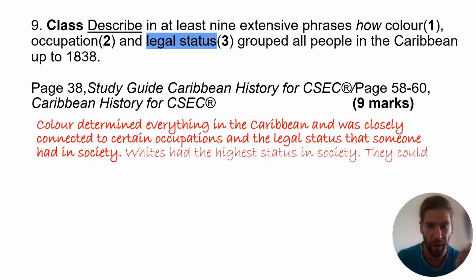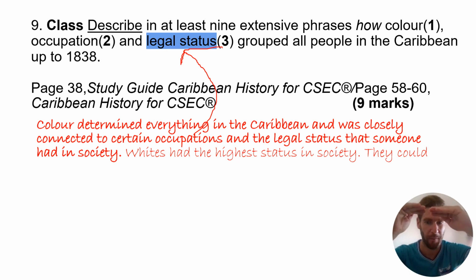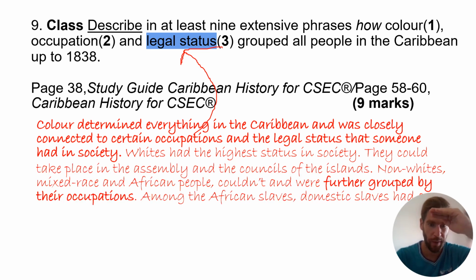Color determined everything in the Caribbean and was closely connected to certain occupations and the legal status that someone had in society. So this answer is connected to this question. Determined everything, occupations, legal status, yes? Okay. Whites had the highest status in society. They could take part in the assembly and the councils of the islands.